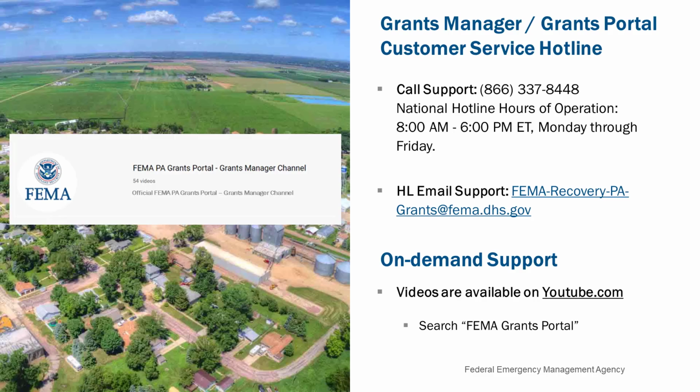For technical assistance with Grants Portal or Grants Manager, you can call the PA Grants Portal Grants Manager hotline at 866-337-8448. National hours of operation are 8 a.m. to 6 p.m. Eastern, Monday through Friday. The hotline can also be reached by email at fema-recovery-pa-grants@fema.dhs.gov. We have many recorded webinars and tutorial videos available on our YouTube channel. You can find them by searching YouTube for FEMA Grants Portal or via the Support Center in Grants Portal or Grants Manager.